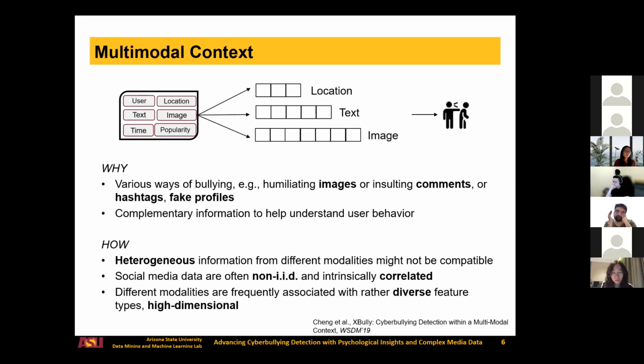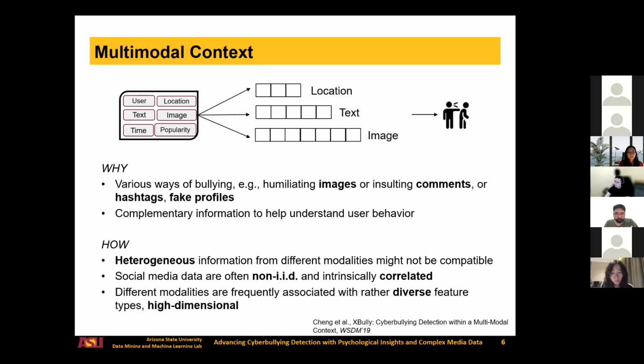When we answer this question, what we are actually answering is, what are the challenges in order to model these multimodalities? One challenge is heterogeneous information. Heterogeneous information means we have information from different modalities, and this information may not be compatible with each other. The other challenge is that social media data are often non-IID, and often intrinsically correlated.